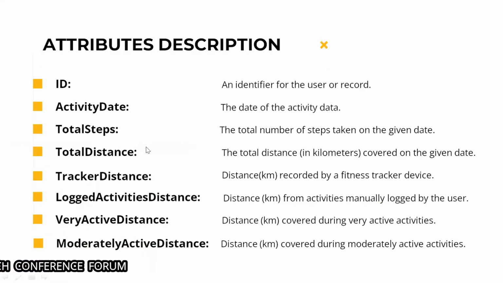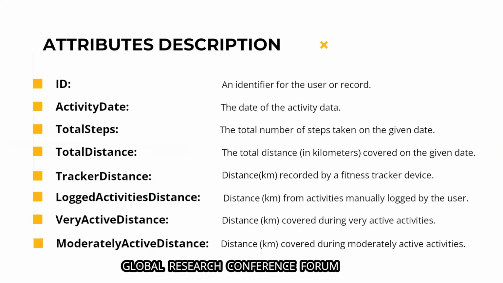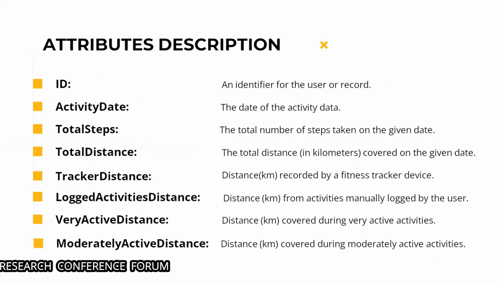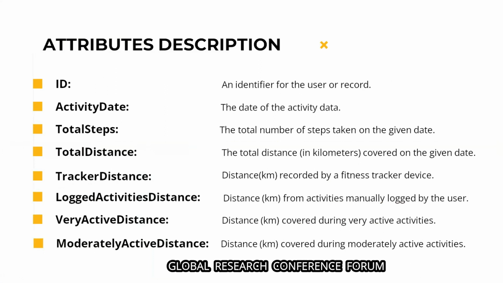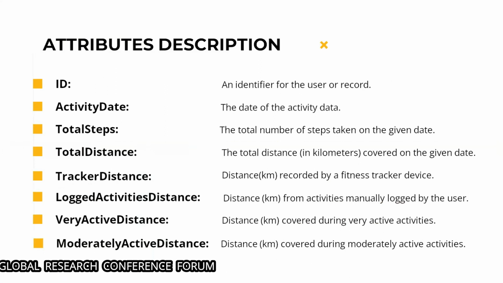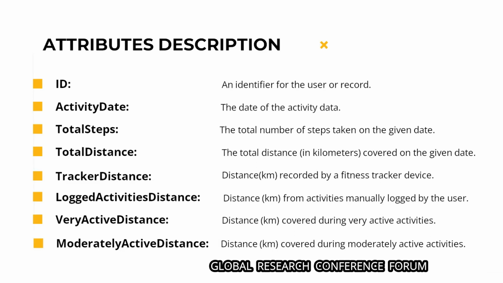These are the attributes used in my overall data set. This data set includes user-specific identifiers and daily activity information, such as the date, the total number of steps taken, and the distances covered. It further breaks down the distances into categories like distances recorded by fitness trackers and the distance manually logged by the users, that is the logged activity distance.